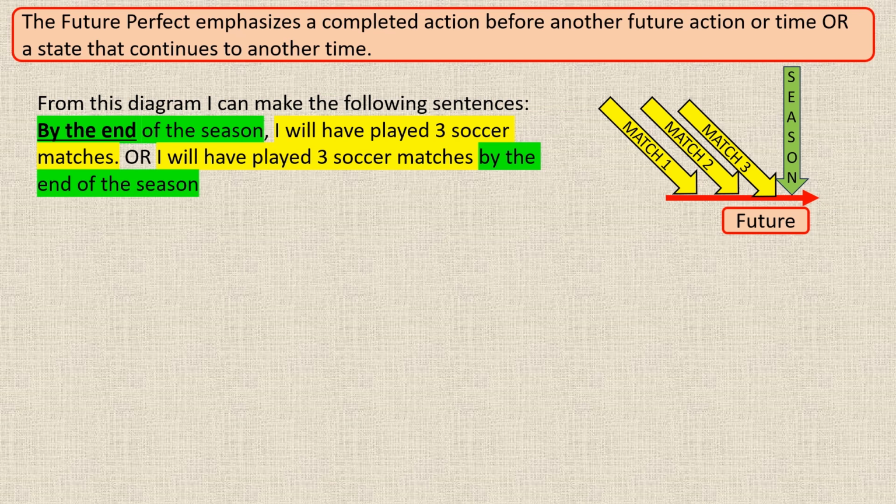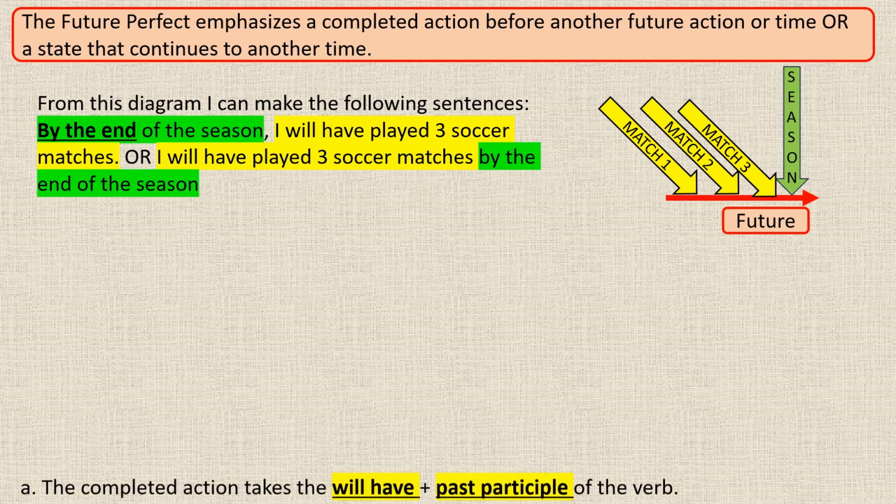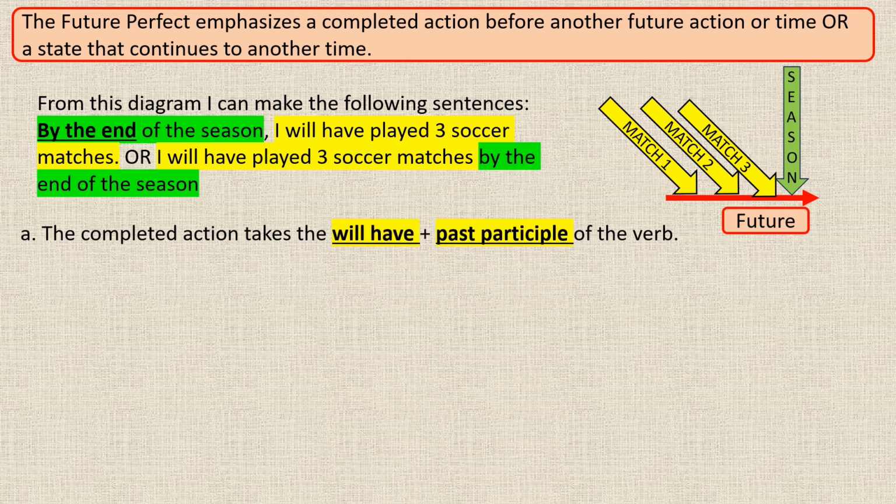Can you see that the colors correspond? I will have played 3 soccer matches, the yellow. Or, I will have played 3 soccer matches by the end of the season. Note, the completed action takes the will have plus past participle of the verb.